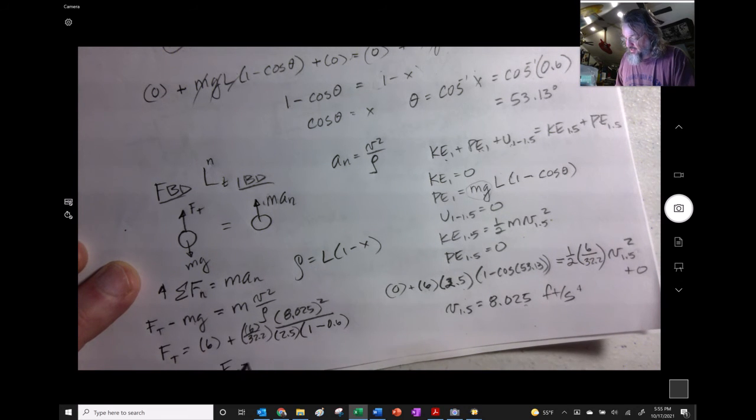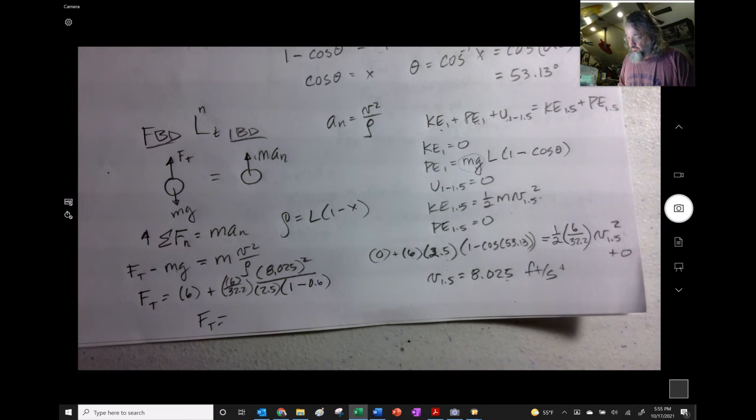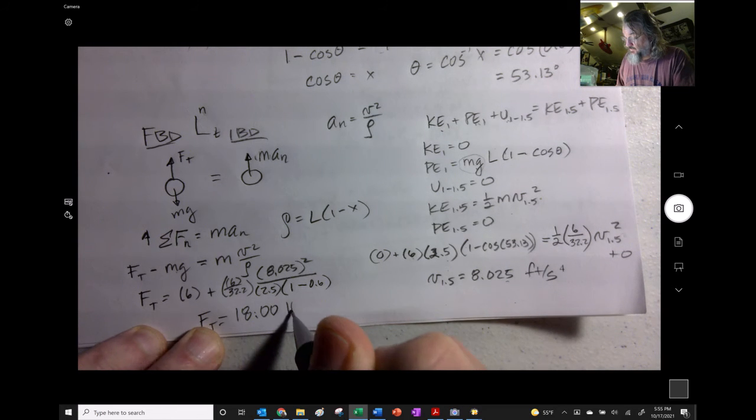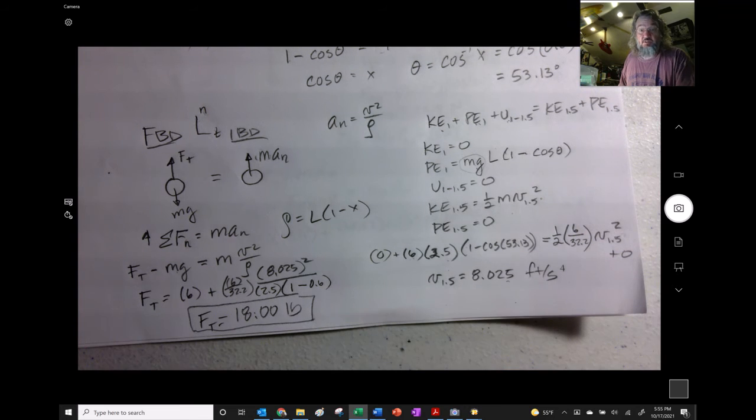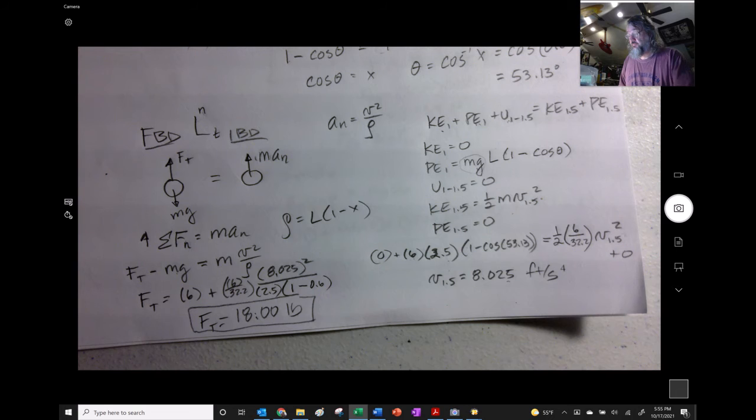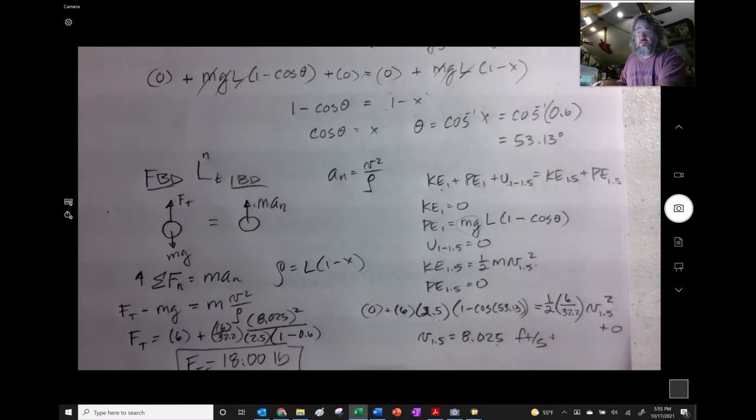And so I get a tension in the rope of, let's see, I'll square that number, divided by 2.5, divided by 0.4, multiply it by 6, divided by 32.2. Okay, so I get all of this right here is just 12 plus 6. So I get 18 pounds. And that's my answer. And that's what I was looking for. I was looking for path coordinates in Newton's second law. And I took the long way around, but this is what I expected.